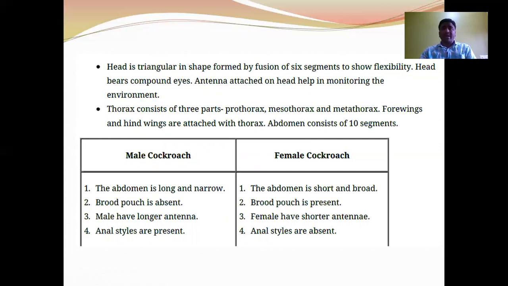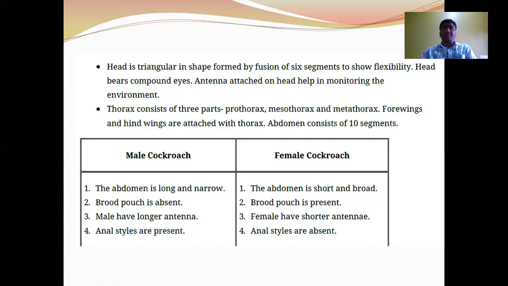Next, the thorax region consists of three segments: prothorax, mesothorax, and metathorax. Here in the thorax, there are two pairs of wings and three pairs of legs. The wings are forewings and hindwings. Forewings are very thick and leathery. They are not involved in flying. They protect the hindwings when they are at rest. The forewings are called tegmina, and hindwings are very thin, delicate, and transparent, and help in flying.